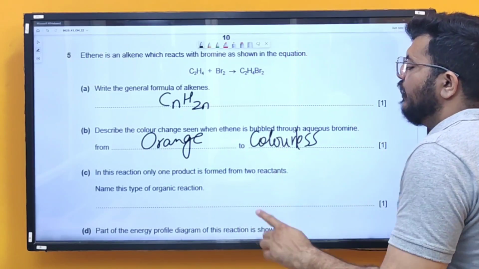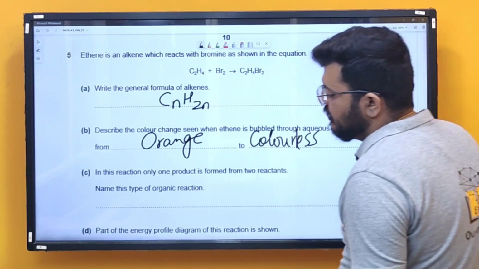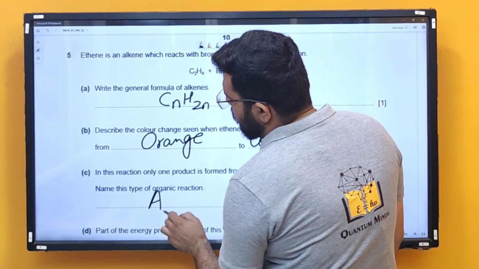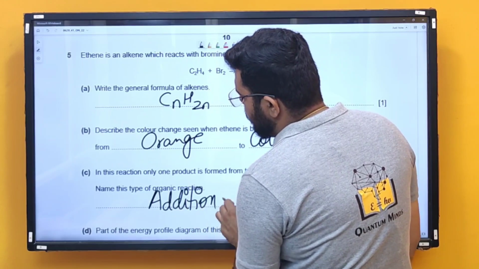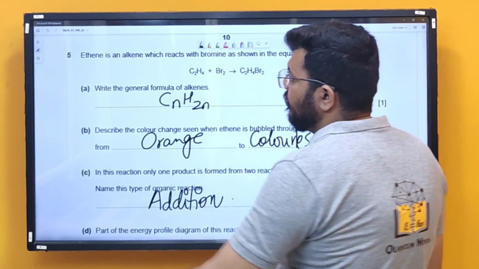In this reaction, only one product is formed from 2 reactants. Name the type of this organic reaction. Addition reaction. These types of organic reactions are known as addition reactions.